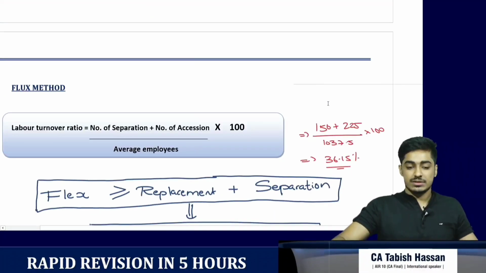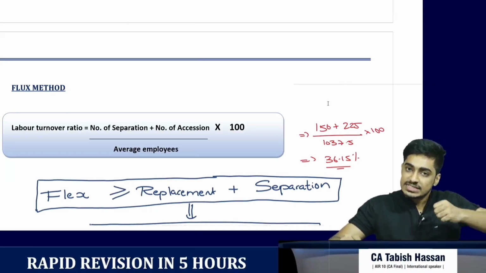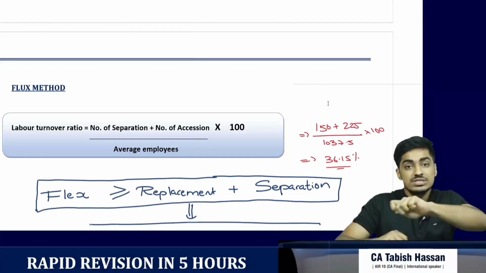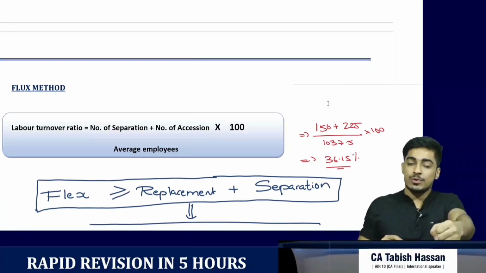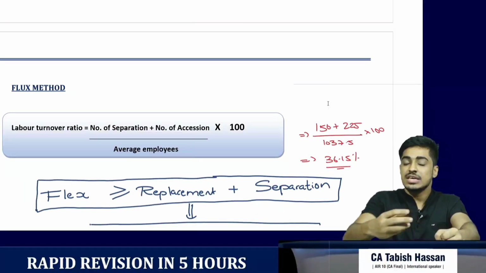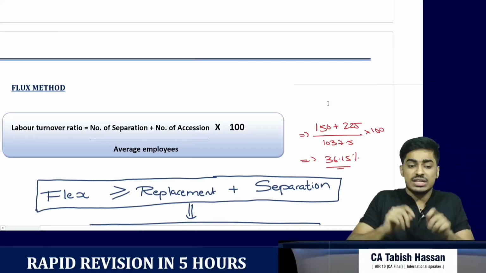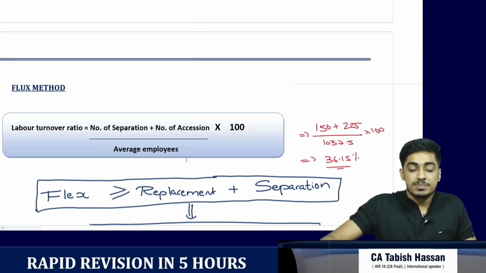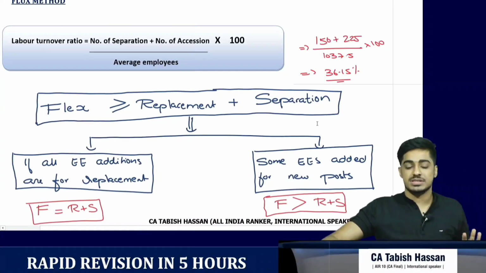Next, we have the flux method. What is flux method? It tells us to consider both. Consider separation also, consider accession also. Why? We want to see the total change. Employee separated from organization is also change in the workforce. New employee added to organization is also change in workforce. So see the total change. It is number of separations plus number of accessions divided by average employees into 100. In our example, it comes to 36.15%.